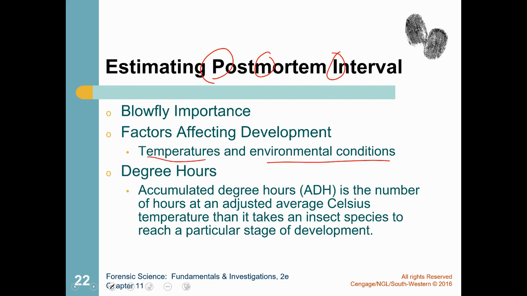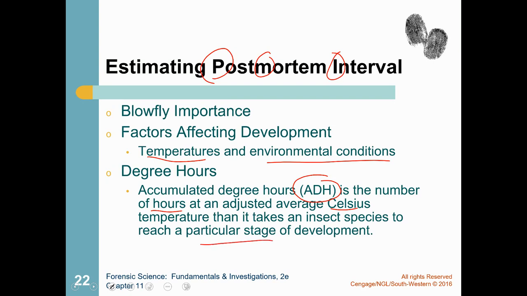So this past fall, when we looked at our decomposing squirrel in the courtyard, right? The warmer the temperature and the more rain, we're going to have a faster decomposition process. And if it was colder, we would have a slower decomposition process. So then we can use the accumulated degree hours, which is the number of hours at an adjusted average Celsius temperature that it takes an insect species to reach a particular stage in development, right?